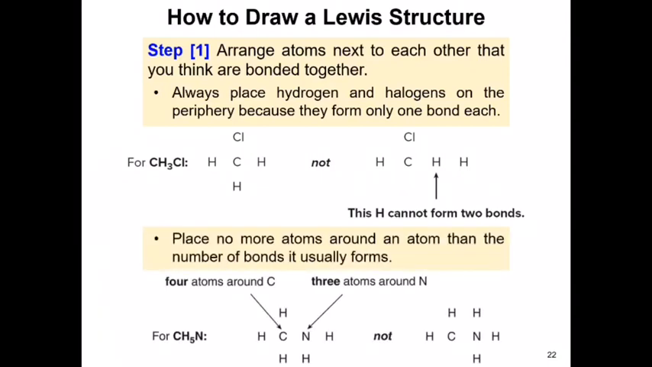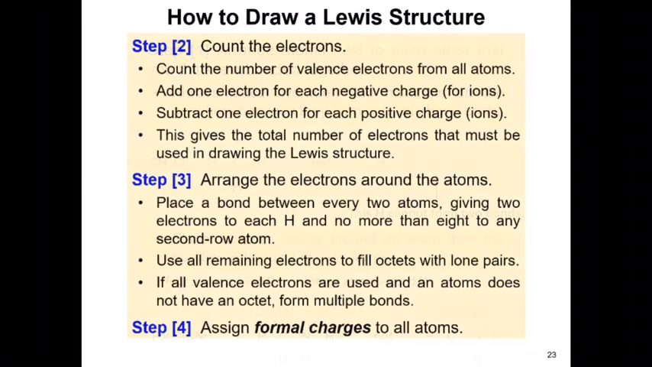In CH5N, the hydrogens are terminal atoms, and both carbon and nitrogen are the central atoms. In this example, the carbon forms 4 bonds, and the nitrogen forms 3 bonds. The next step is to count the molecule's total number of valence electrons. If it's an anion, make sure to add 1 electron for each negative charge. And if it's a cation, subtract 1 electron for each positive charge.